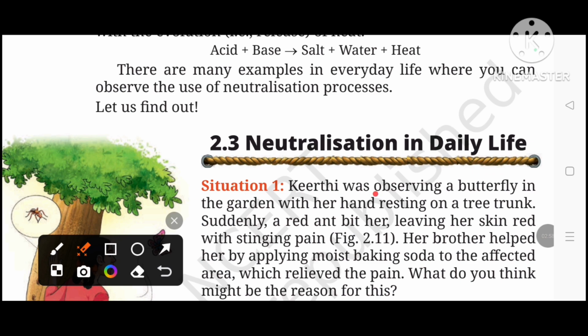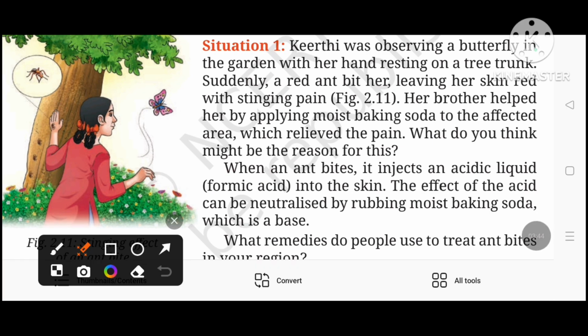First, Kirti was observing a butterfly in the garden with her hand resting on the tree trunk. Suddenly, a red ant bit her, leaving her skin red with a stinging pain. Her brother helped her by applying moist baking soda to the affected area, which relieved the pain. What do you think might be the reason for this? When an ant bites, it injects an acidic fluid, formic acid, into the skin. The effect of an acid can be neutralized by rubbing moist baking soda, which is basic.